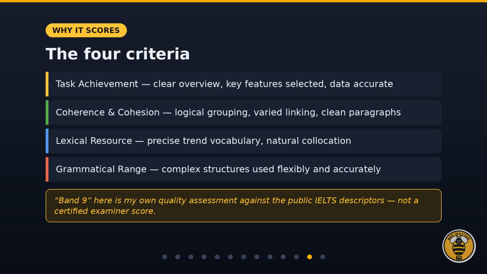One honest note. Band 9. Here is my own quality assessment against the public IELTS descriptors. It is not a certified examiner score.